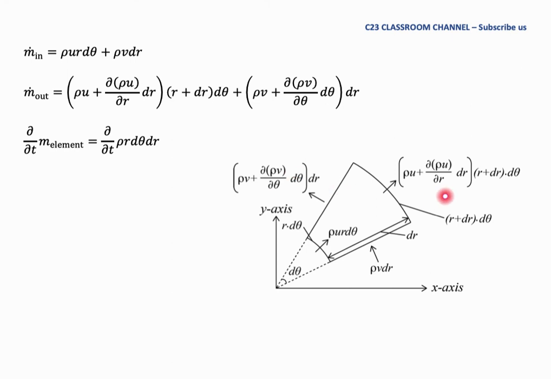angular axis, and the detail for this one is already given in a previous lesson in chapter 1, the differential method, the differential form of the fundamental laws. So we use the differential method here. So we have the mass flow rate at outlet is rho u plus del rho u over del r dr, times r plus dr d theta, plus, and this is the mass flow rate for the angular direction, rho v plus del rho v over del theta d theta, dr.